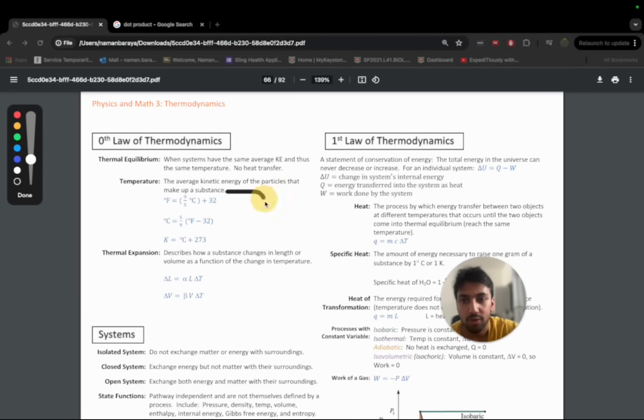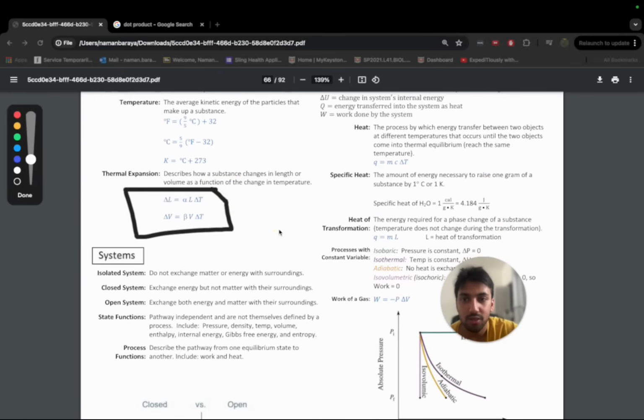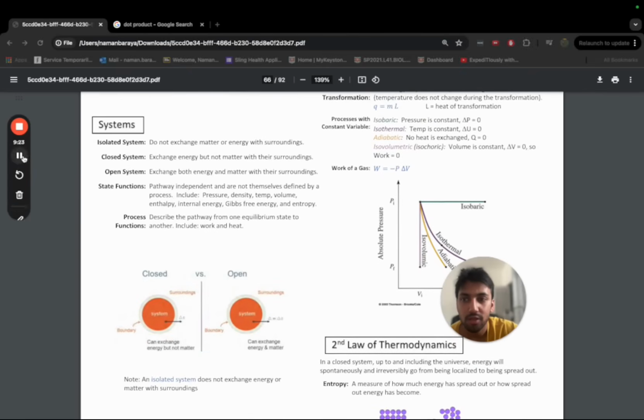It's not really that important that you memorize these if you haven't already. It would be kind of helpful to understand that Kelvin is Celsius plus 273, but otherwise you don't really need to memorize this. Thermal expansion, these are kind of complicated equations that are just saying a very basic thing, which is that when temperature is increasing, then this object is going to get longer and bigger. These are just two equations that describe how the change in temperature is directly proportional to the change in volume or the change in length.